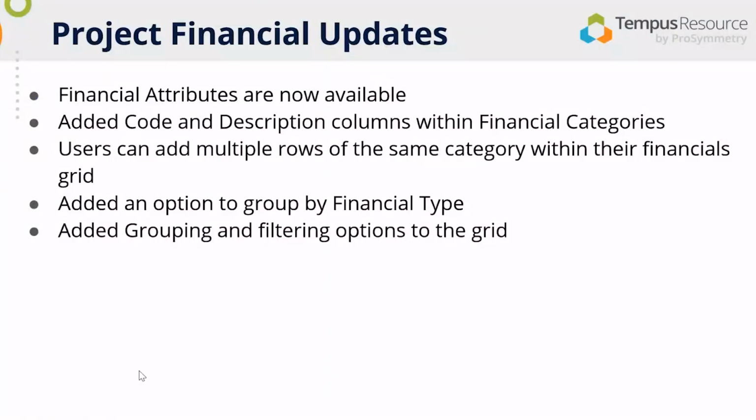Within 10.0, we also added options for project financials, including attributes, and we also added code and description columns within financial categories. Within the project financials area of a project, users can now add multiple rows of the same category within their financials grid. Additionally, we added the option to group by financial type and other financial attributes within the grid, and also there are now filtering options as well.